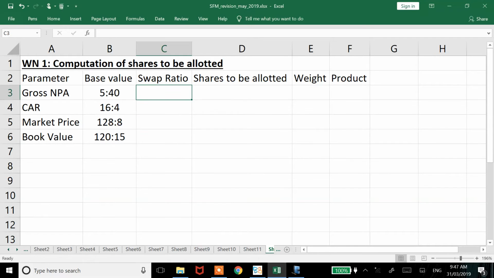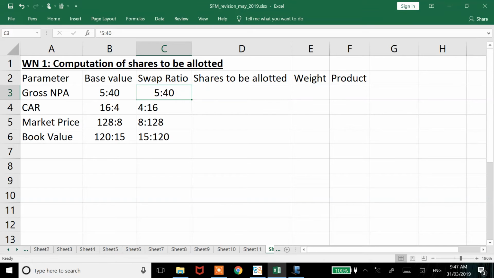Now when it comes to swap ratio, I just need to swap it. Listen for a minute. I'll do 4 is to 16, 8 is to 128, 15 is to 120. We will just swap it. But for a parameter like this, I will not do a swap, because this is a negative parameter. You have 2 types of parameters, a negative parameter and a positive parameter. My objective would be to maximize capital adequacy ratio. My objective is to maximize market price.